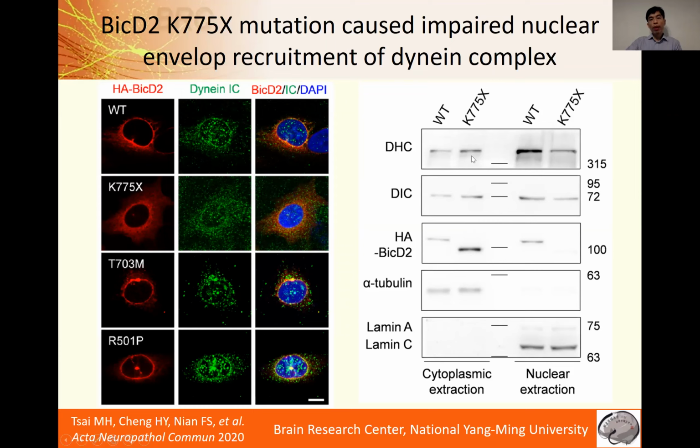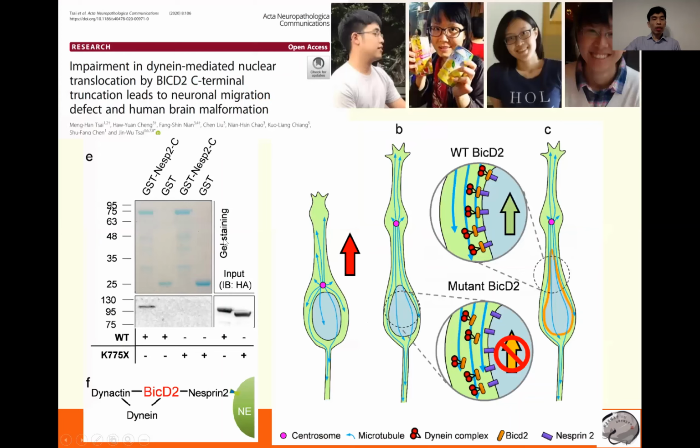We can also do this using a biochemical assay. We can use extraction of different cell compartments, and we can identify that this mutation is more associated with the cytoplasm, but not the nuclear fraction. Later on, we also identified an interacting protein. We found that BicD2 interacts with a nuclear protein called Nesprin-2, and then it recruits the dynein dynactin complex.